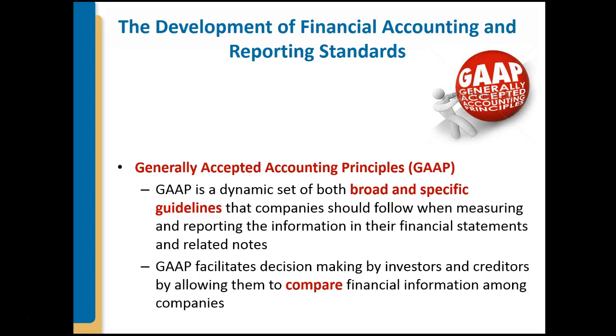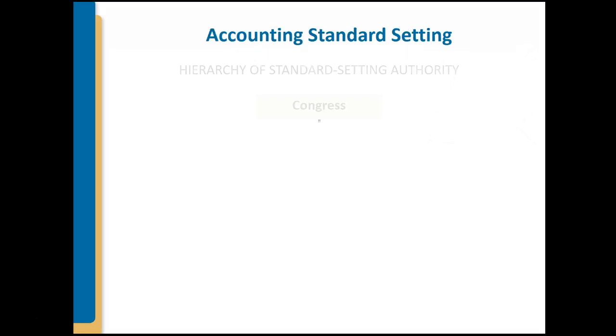GAAP is a dynamic set of broad and also specific guidelines companies need to follow when measuring and reporting information in their financial statements and in their related disclosures. The more important concepts underlying GAAP are discussed in another chapter in this book, and we're going to continue to bring it up over and over again.